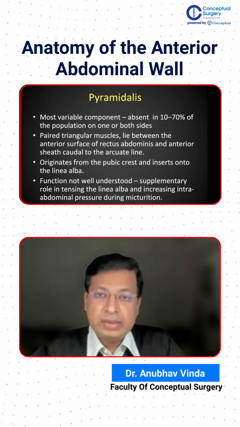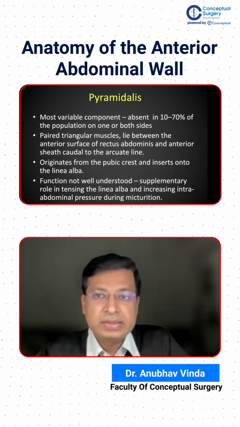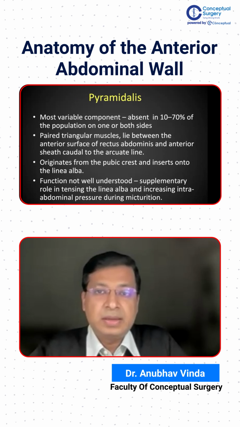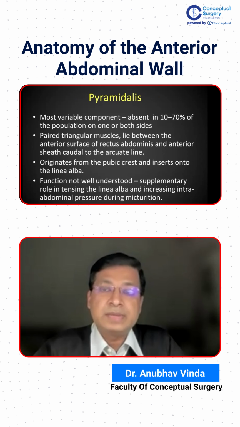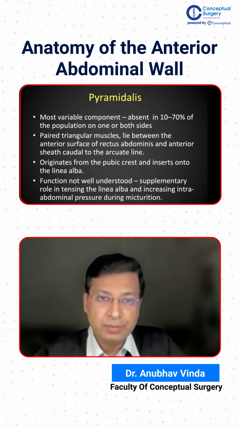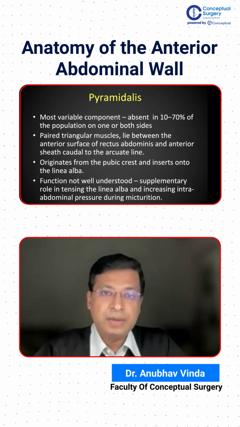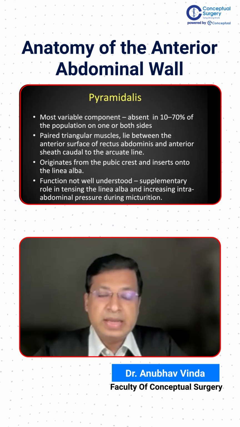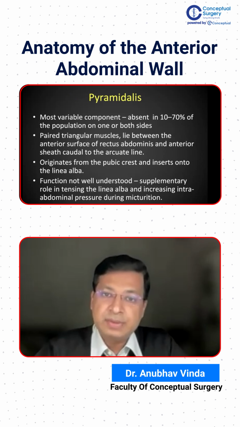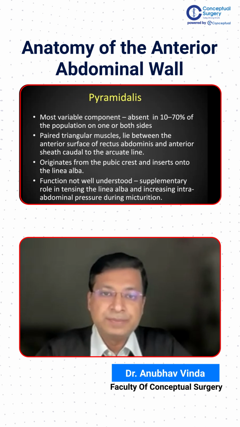The other midline muscle, which I said is inconsistent. Why is it inconsistent? Because it can be absent in as many as 70% of the population on either one or both the sides. It is a smaller muscle which is present only in the inferior part, and it is a triangular muscle, and it lies between the anterior surface of the rectus abdominis and the anterior sheath.